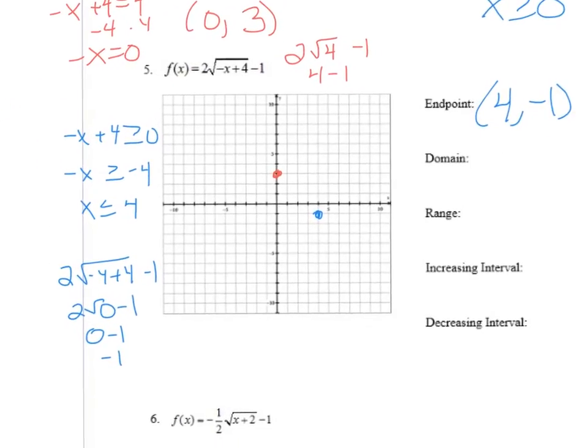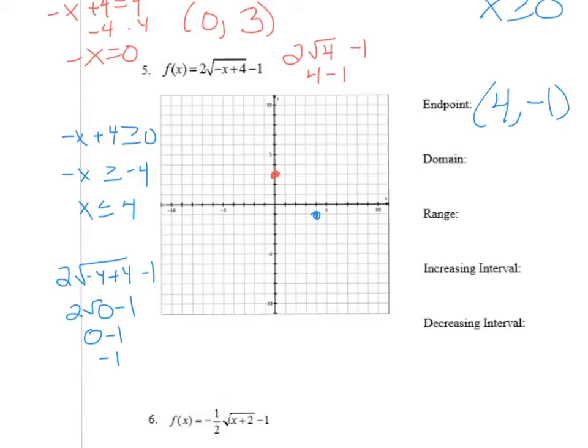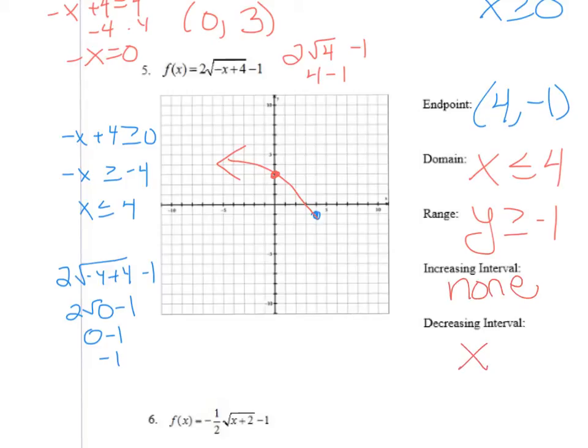So our graph, when I connect my points, it's going to go up and to the left. So our domain is every x less than or equal to 4. Y is greater than or equal to -1. And now, for increasing and decreasing, we always read it left to right. As I walk on the graph, I'm always decreasing. And we're decreasing for every x less than or equal to 4.